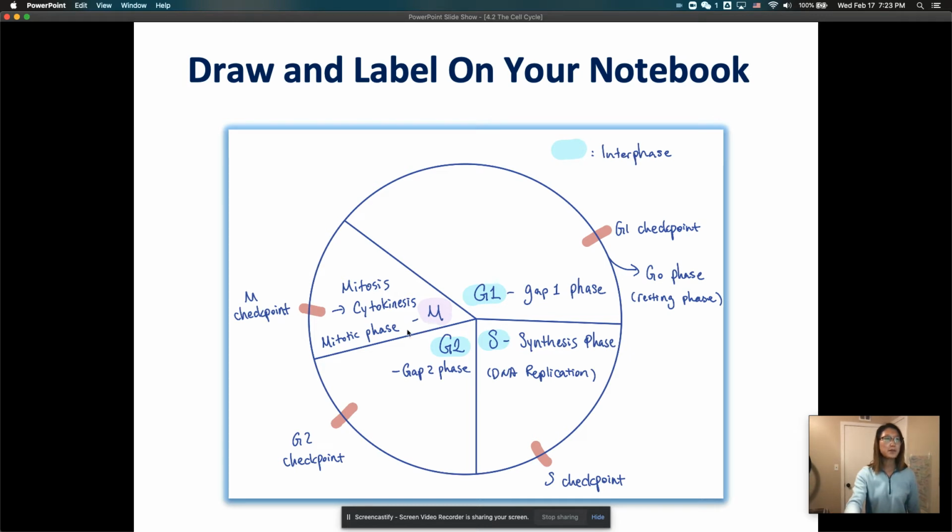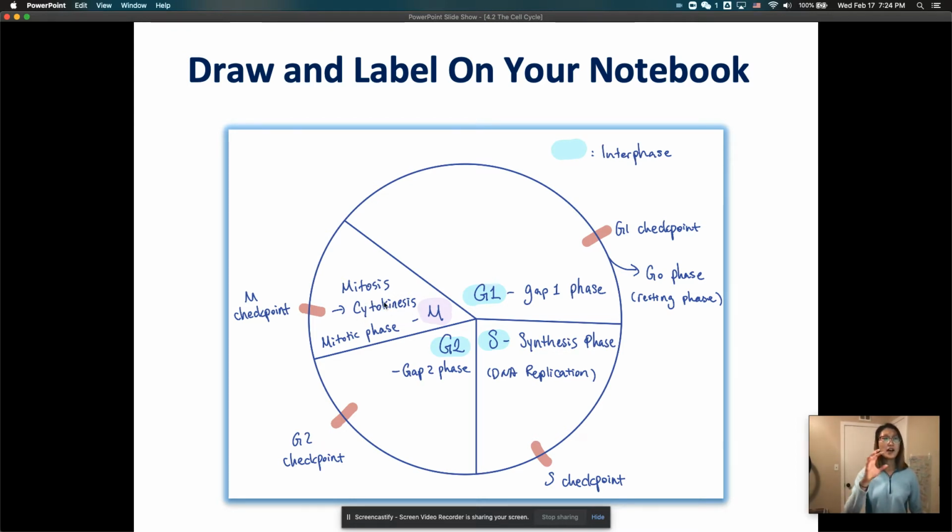So M in this case stands for mitotic. So this is our mitotic phase. And there are two parts to it. The first part is called mitosis. You might have learned about this, or at least heard about it in middle school. Mitosis is how our skin cells, for example, go from one cell to two cells to four cells, and so on. Mitosis is our cell division process, right?